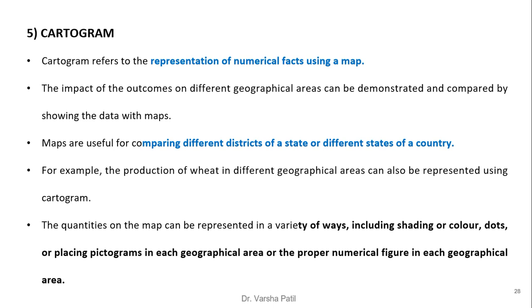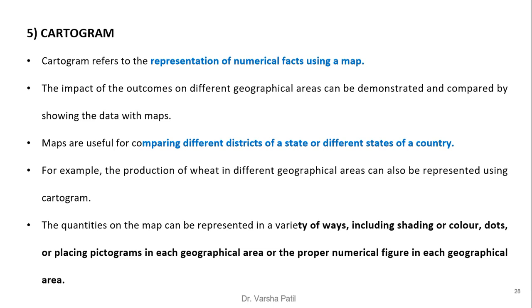Last is cartogram. Cartogram refers to the representation of numerical facts using a map. The impact of the outcomes on different geographical areas can be demonstrated and compared by showing the data with maps. Maps are useful for comparing different districts of a state or different states of a country. For example, the production of wheat in different geographical areas can be represented by using the cartogram. So cartograms are very useful in geography.